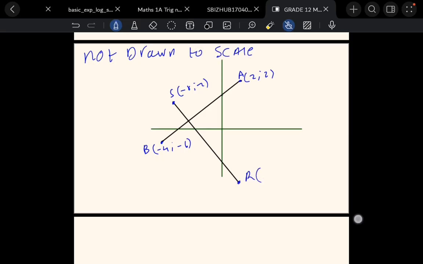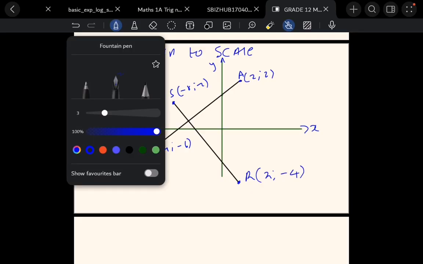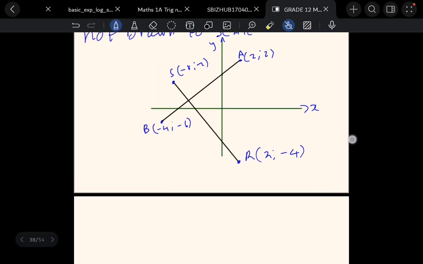And there's an R here, which is going to be (2, -4). You know this is going to be y, that is going to be x, right? Now let us find the equation of a straight line. First of all, let us find the equation AB. What will be the equation of AB?